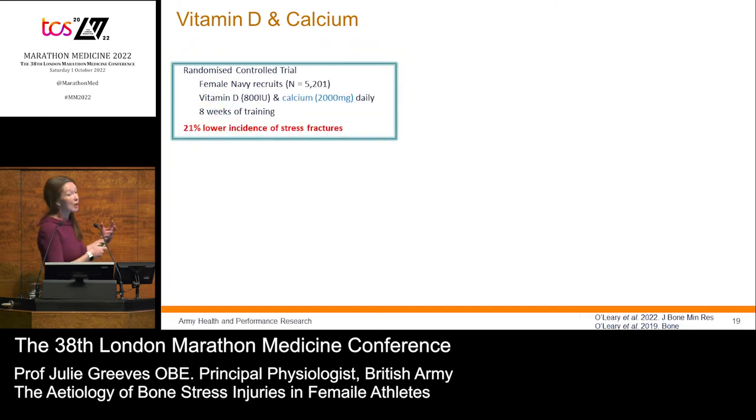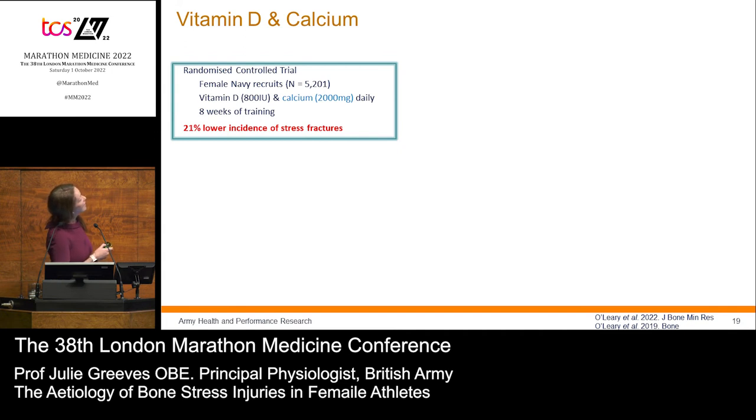I'm going to move on, and we are looking at that in terms of bone stress injuries, and hopefully we'll have those data soon. I'm going to move on to calcium now. 99.9% of bone is comprised of calcium. So bone is a calcium reservoir, and when the body needs it to survive, for urgent metabolic needs, it draws it immediately from the skeleton. So it's a really important reservoir for the body.